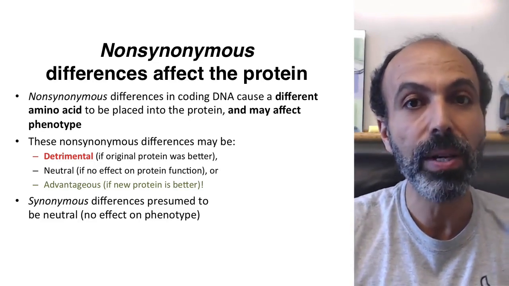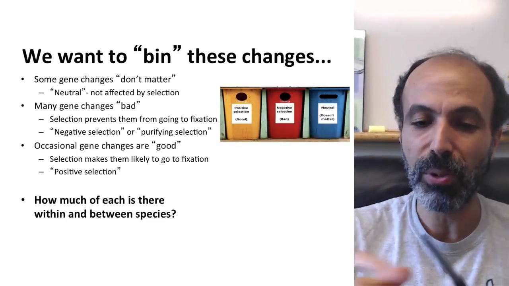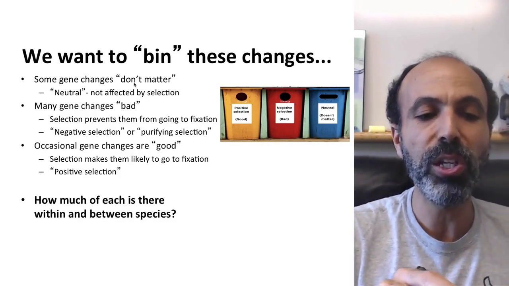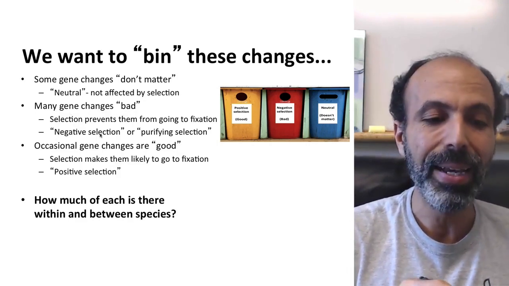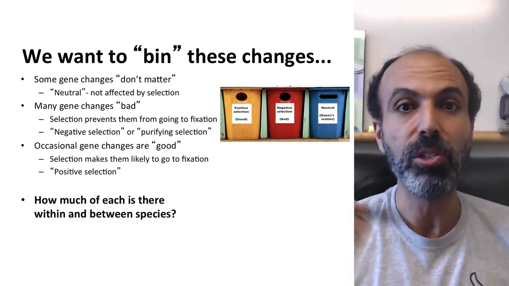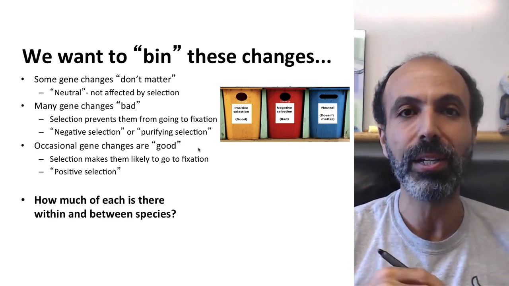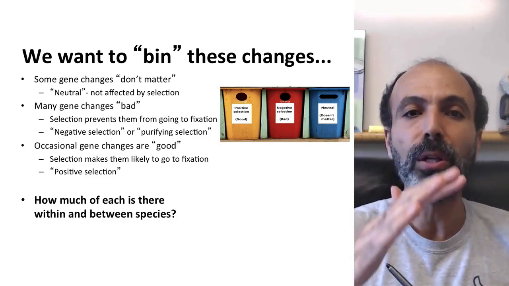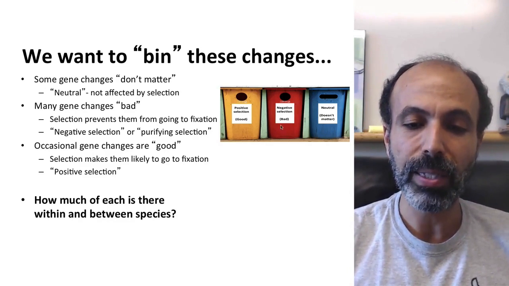Now, what we want to do as evolutionary geneticists is to bin these changes. We have our three bins here: positive selection, negative selection, and neutral. So some of these gene changes that don't matter, they're neutral, we'll toss them into this bin. Many of the gene changes are going to be bad, so selection will prevent them from ever becoming abundant in the population or going to fixation, going to 100%. So they'll go into what's referred to as the negative selection bin, or purifying selection. Basically, this is the full set of mutations that are bad, that are quickly held at low frequency in the population and ultimately eliminated. So that's the negative selection bin.